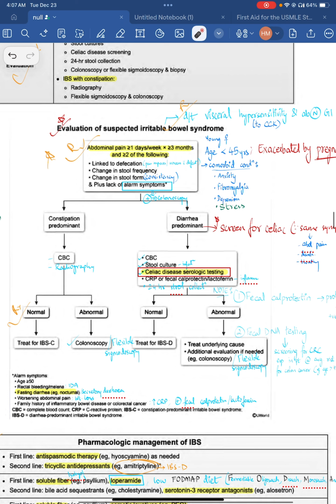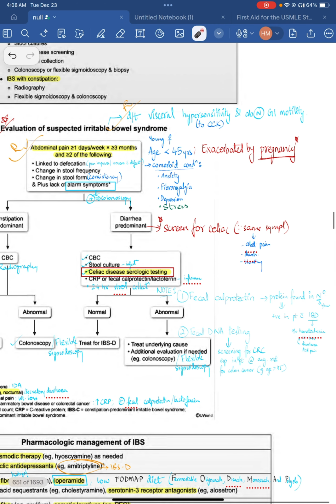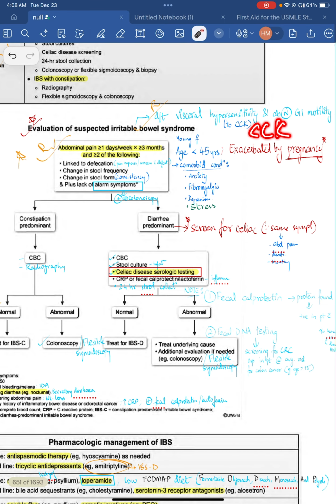Let's see, how do you evaluate a suspected IBS? First things first, why does IBS occur? Due to visceral hypersensitivity and abnormal GI motility. It might occur due to cholecystokinin, CCK. What other things can you notice? It can occur in young females whose age might be less than 45 years. This is exacerbated by pregnancy.